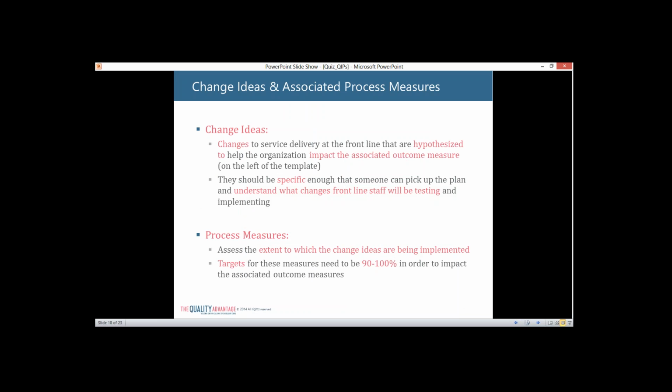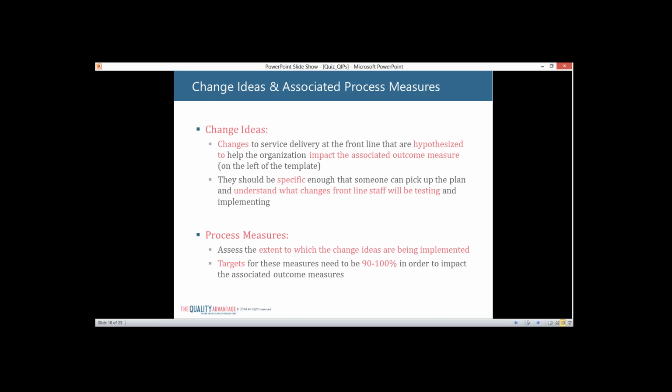So let's take a look at change ideas and process measures. Change ideas are basically the ideas for change that you hypothesize will help the organization to impact the outcome measures that are on the left side of the template. And when someone looks at them, they should be specific enough that someone can pick up the plan and actually envision what the frontline staff are going to be doing to test and implement the idea. So basically it should be in enough detail, which doesn't take more than a phrase or a sentence, that you can actually picture what the specific change is.